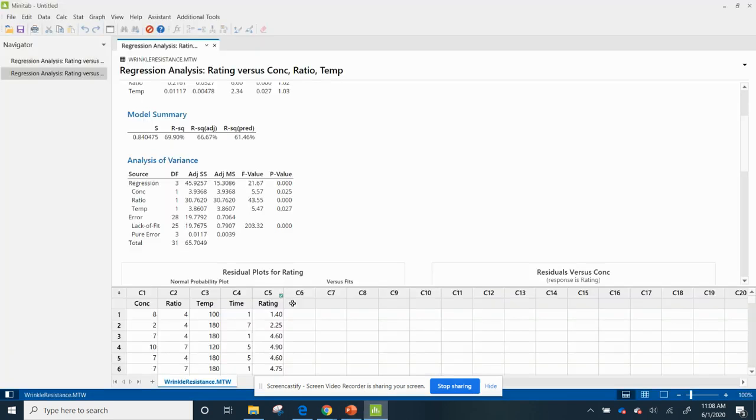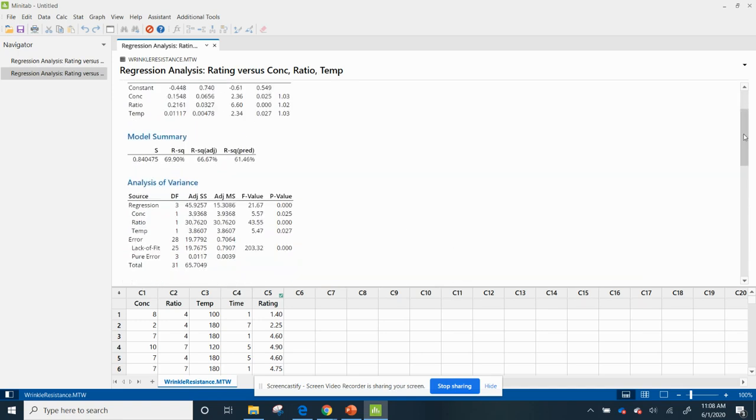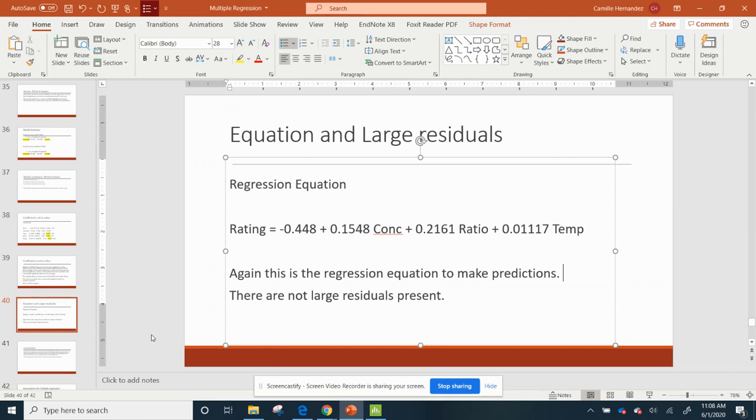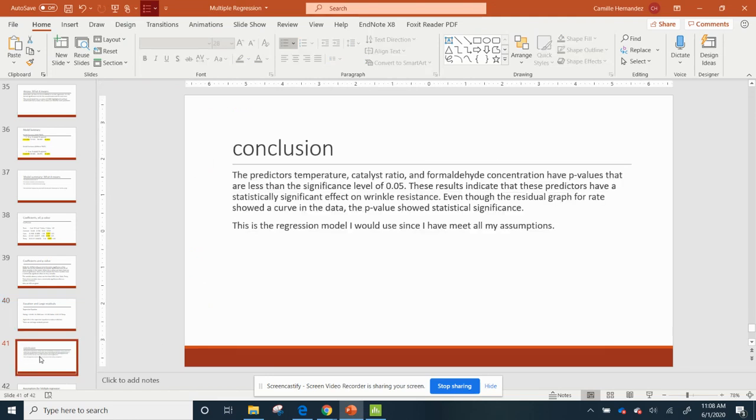And if I go back and look for my new stuff, oh, cool. I got rid of that large residual by taking out the time. So that's what was going on. I don't have any large residuals, so my model is preferably better.